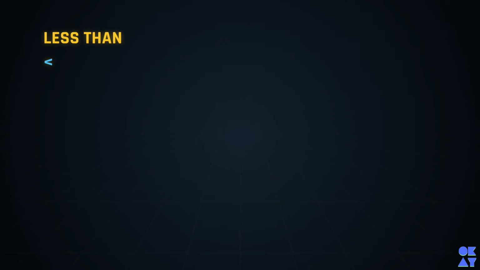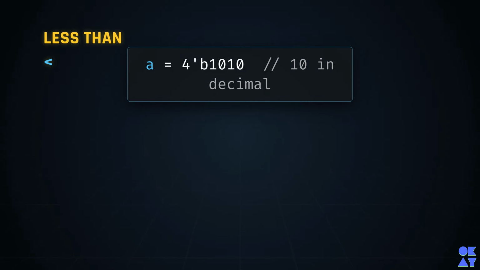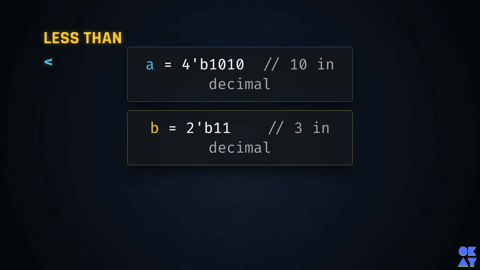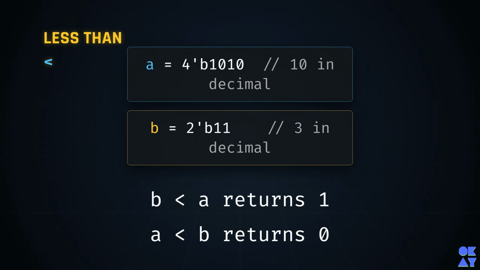Symbol is less than. Let A equals 4'b1010, 10 in decimal. B equals 2'b11, 3 in decimal. Now, B less than A returns 1 because B is less than A. A less than B returns 0 because A is not less than B.